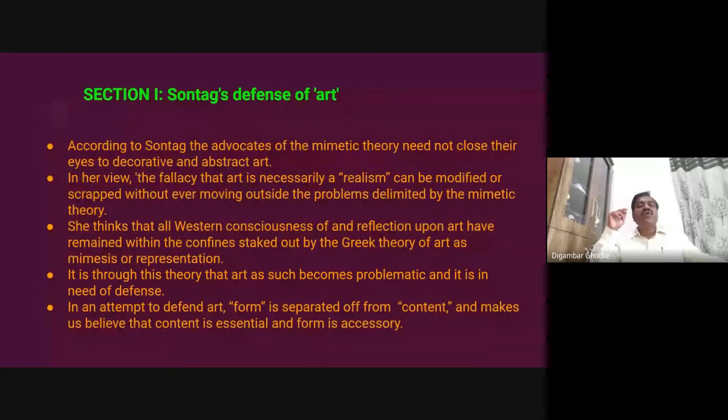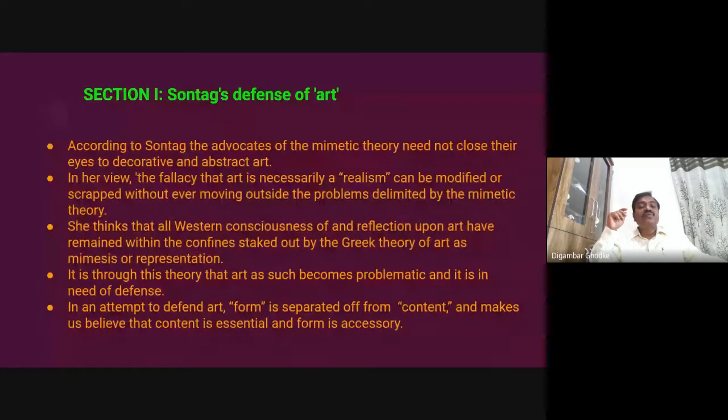So she thinks that all Western consciousness or awareness of and reflection upon art have remained within the confines staked out by the Greek theory of art. Meaning Western awareness, Western assumption, Western thoughts are centered around the Greek theory of art, art as mimesis or representation. And in our view, it is through this theory that art as such becomes problematic, and therefore it needs to be defended. It is in need of defense.